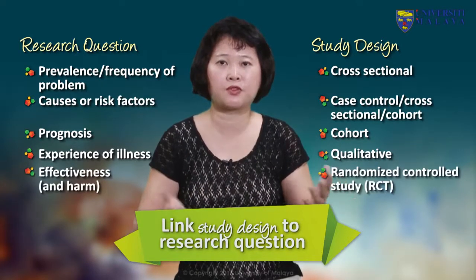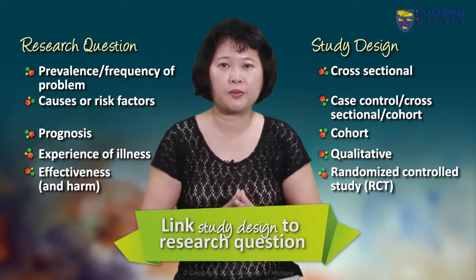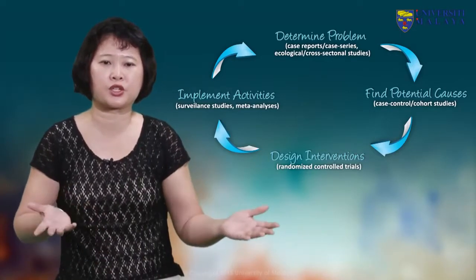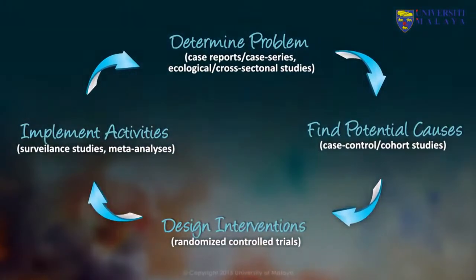To determine the experience of an illness, qualitative studies are the best. This type of study design will be explained more in week 4, where the qualitative study module will be shown. However, if you want to determine the effectiveness or harm of a treatment or an intervention, randomized controlled studies are the best. This is also another useful slide that links the study design to the research question. To implement activities, surveillance studies, meta-analysis or systematic reviews provide the best evidence.